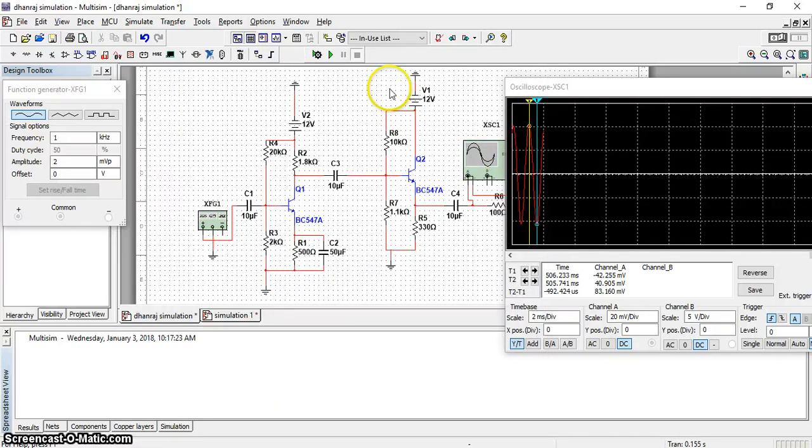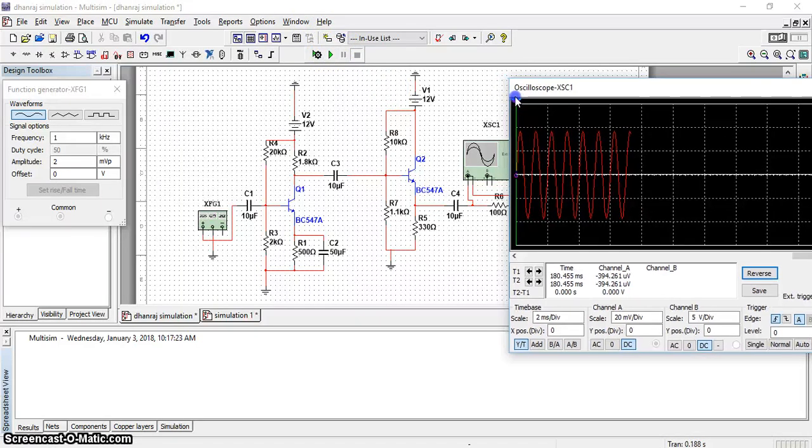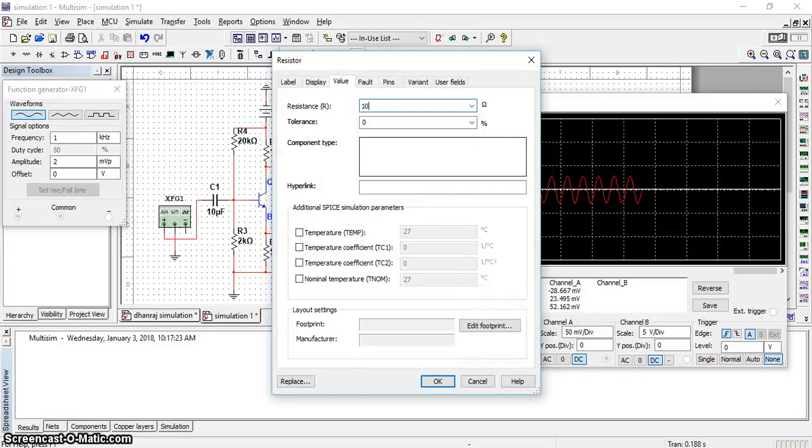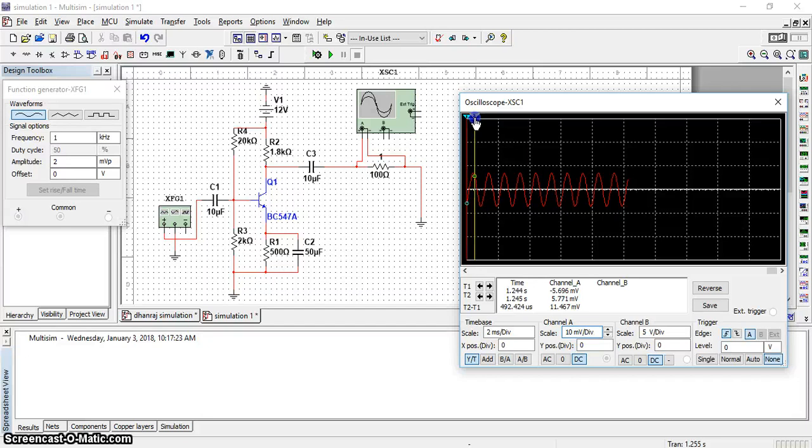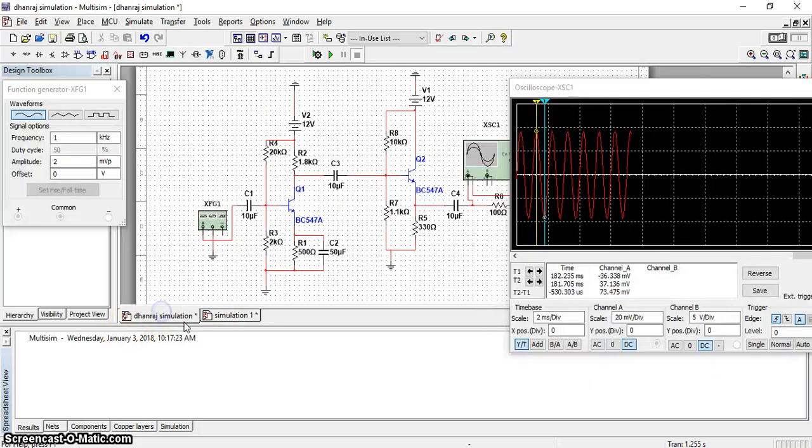When we are using a 100 ohm resistance in the circuit, we get 73 milliwatt peak to peak. In the amplifier circuit, we are using a 100 ohm resistance and we will check the output. We get only 13 milliwatt as compared to the buffer circuit.